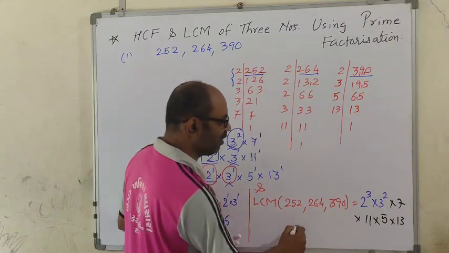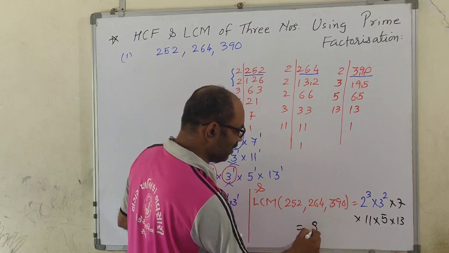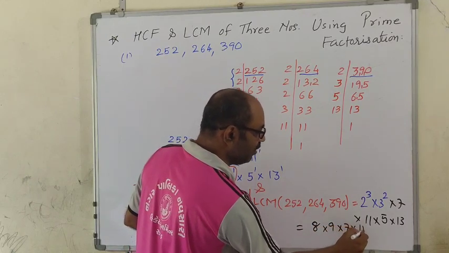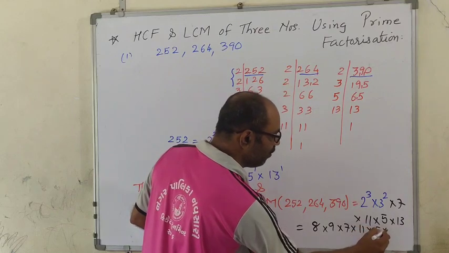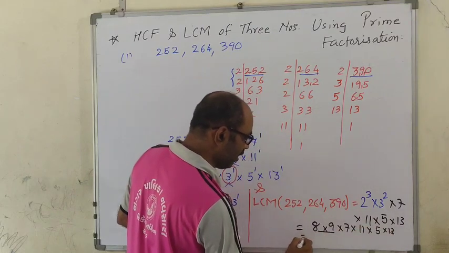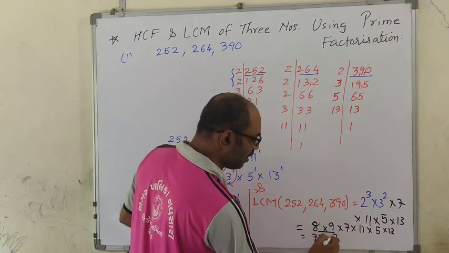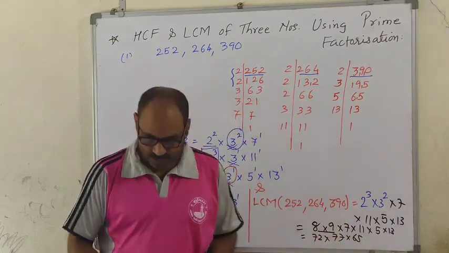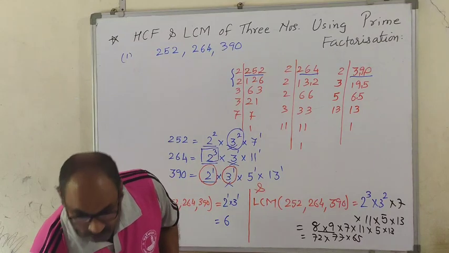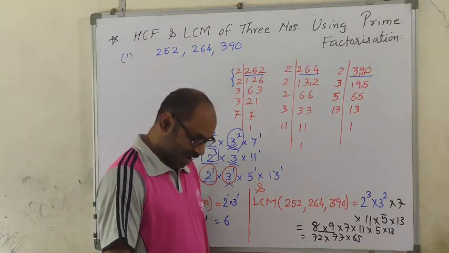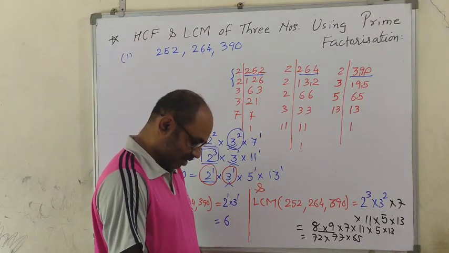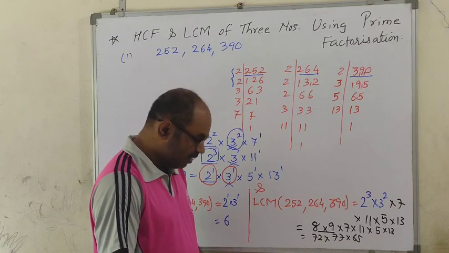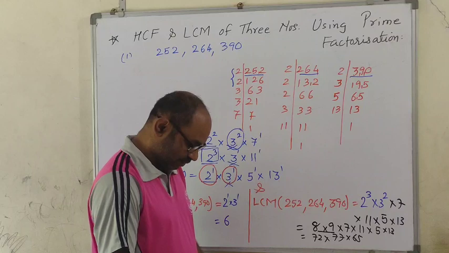Now that is going to be a tough job. This is 8 into 9 into 7 into 11 into 5 into 13. Let's take pairs. This is 72, this is 77, and this is 65. Well, I'll use a calculator to do that work. Please remember you can't in the exam. So that is 72 into 77 into 65.